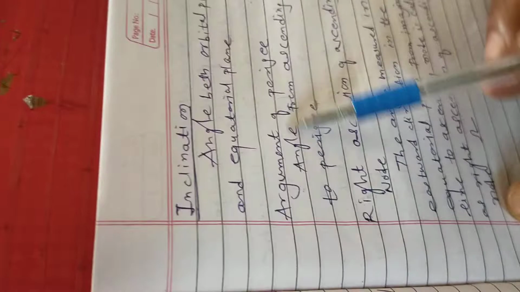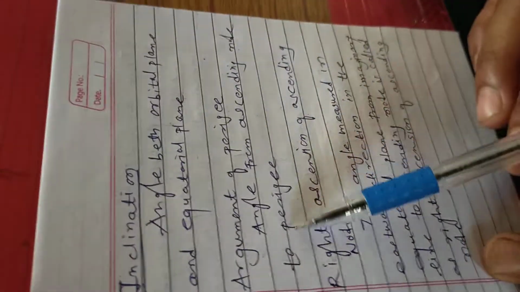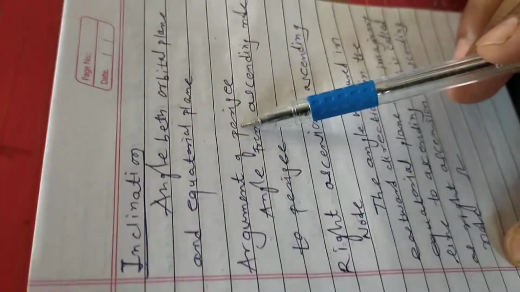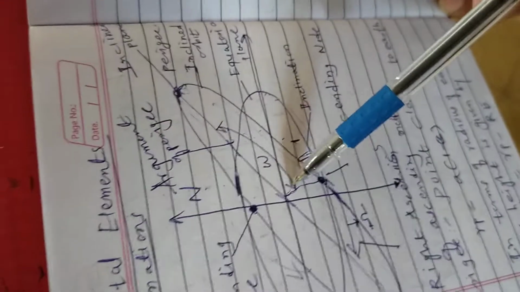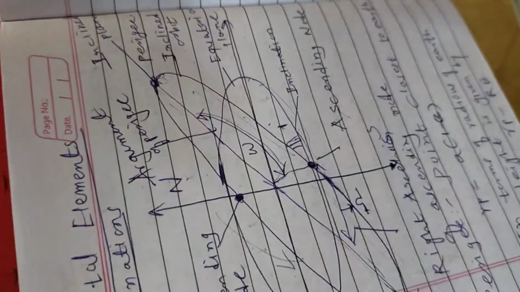Then next is the argument of perigee. The angle from the ascending node to the perigee is called the argument of perigee. That is, the argument of perigee is this.